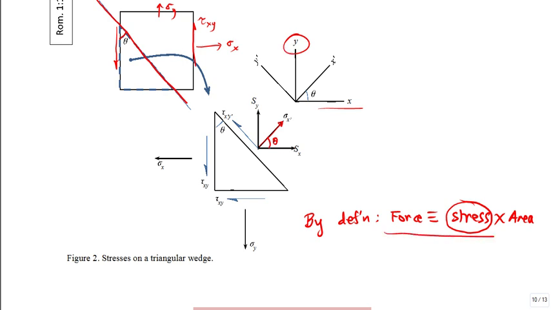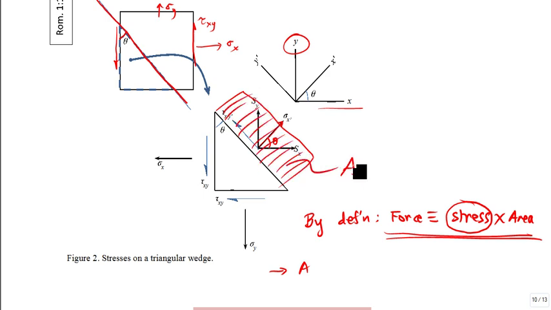Okay, so let's look at, using this definition, let's try and do a force analysis here. In the horizontal direction, I'm going to find that there's this area of this wedge, which is coming out this way. This area is equal to area times S sub x, which is this stress right over here, and that's going to give me this force.